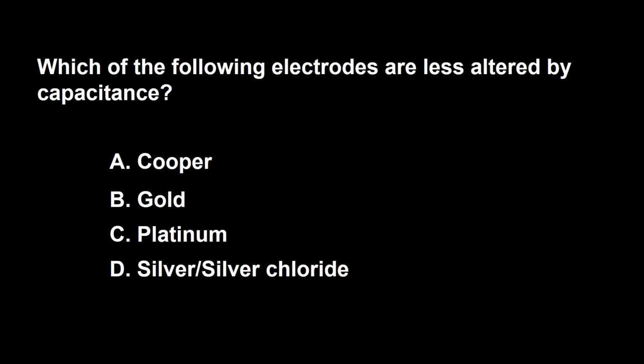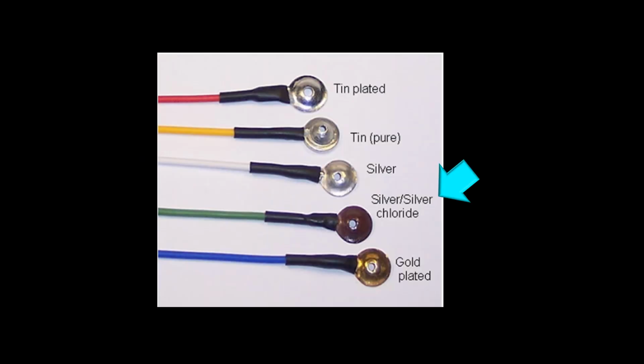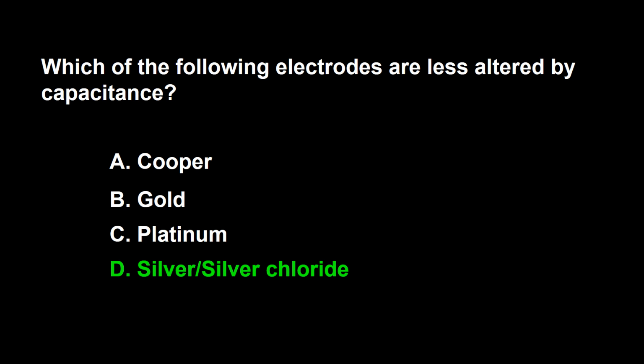The next question is, which of the following electrodes are less altered by capacitance? A. Copper, B. Gold, C. Platinum, D. Silver chloride. This question is sort of beating a dead horse. The answer is silver chloride electrodes. So the answer to this question is D.